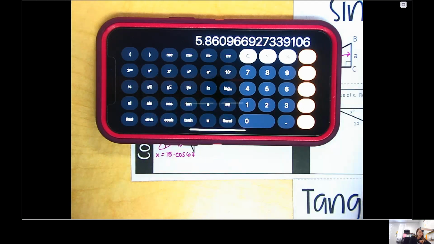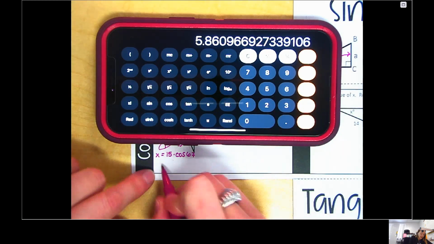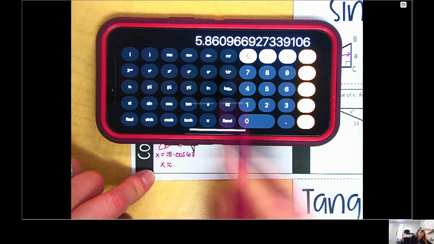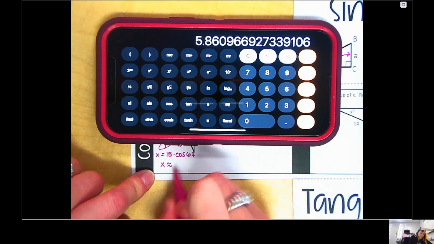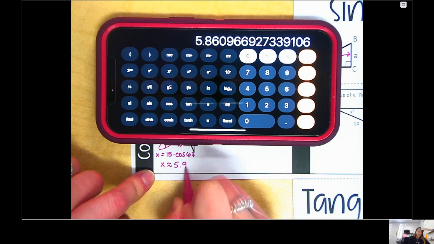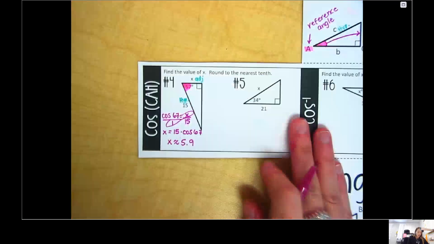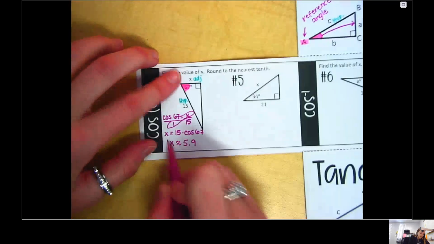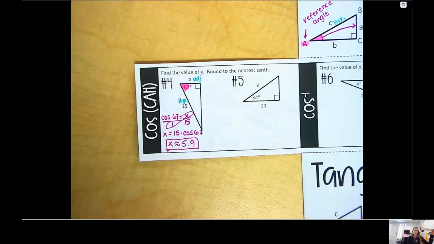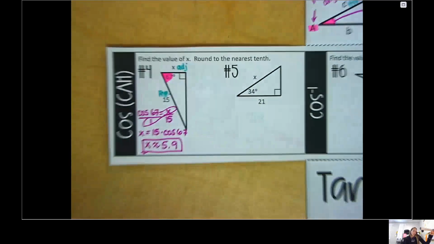So my answer for this one is the length of side X is approximately, we can round that to 5.86 or 5.9, whatever piques your fancy. Okay, so that side length is 5.9. Easy peasy. Let's do another one.